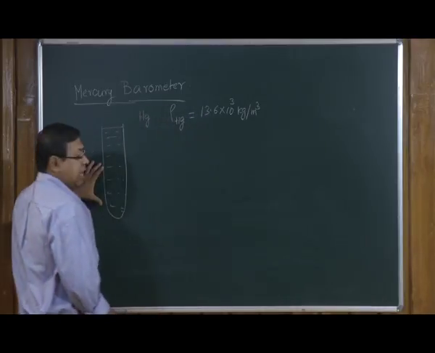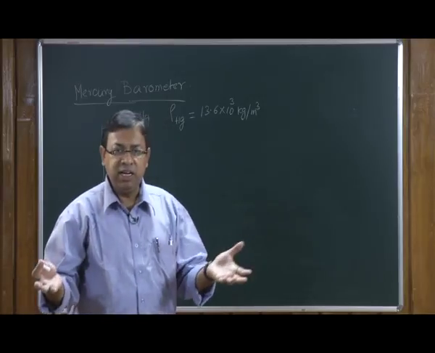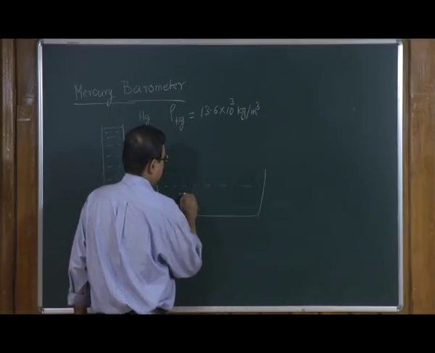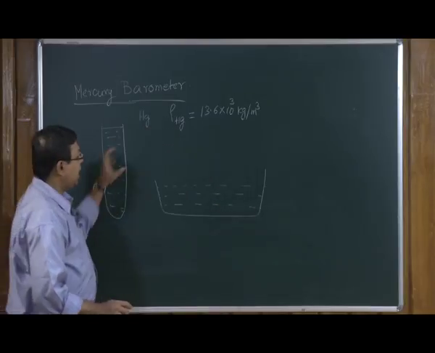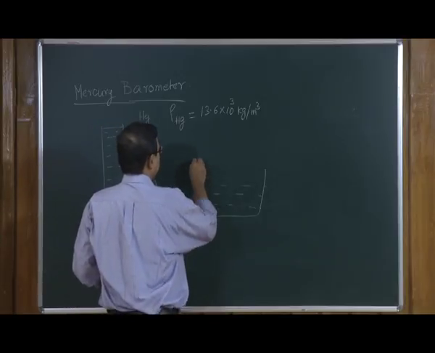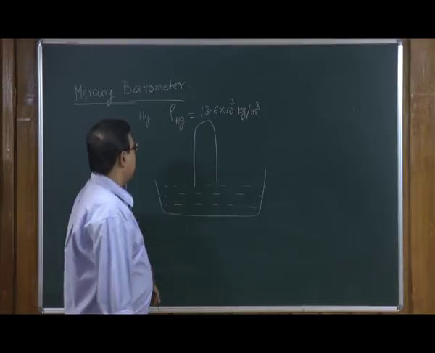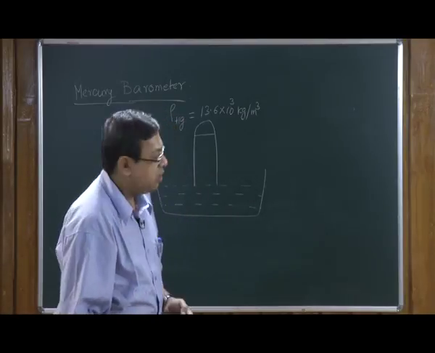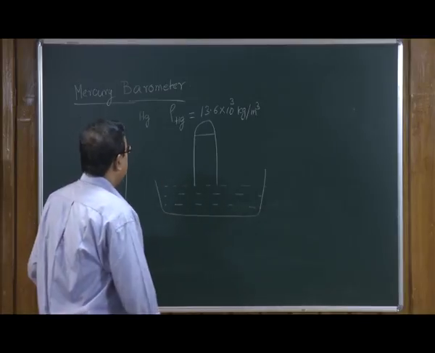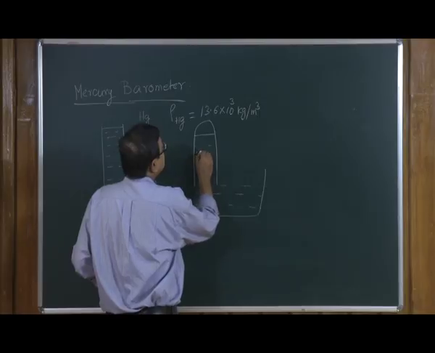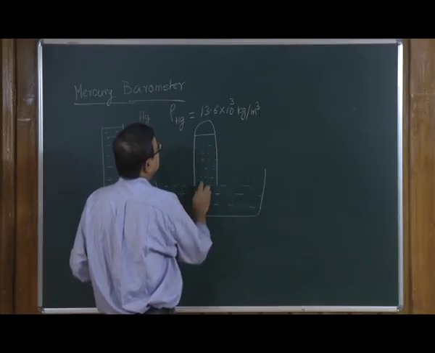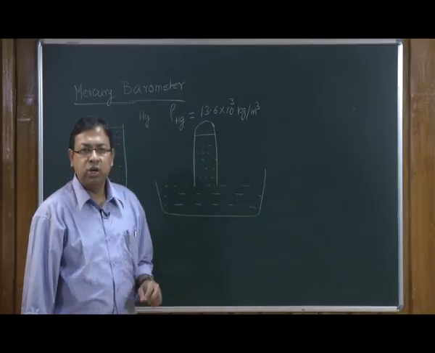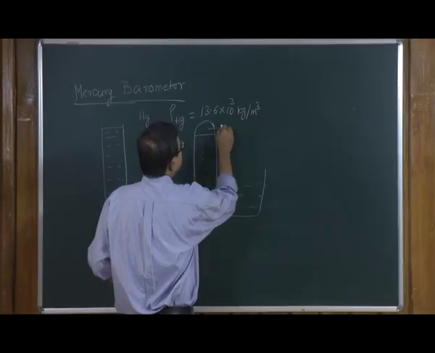Now, if you invert this on a vessel containing mercury, then this is what is going to happen. I have taken a vessel which is completely full of mercury and inverted the tube on this, which means that it will look like this. Given that this tube is long enough, say something like a meter, it is seen that the mercury fills up to a certain level and there is a vacant portion on top of that where there is really a vacuum.